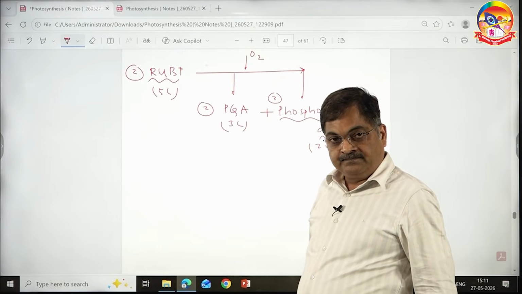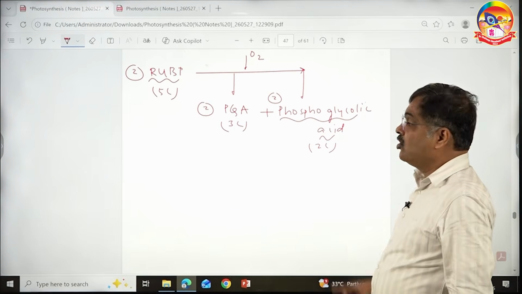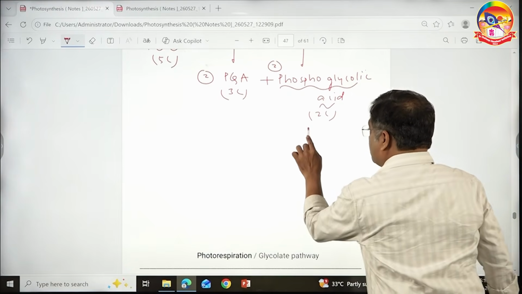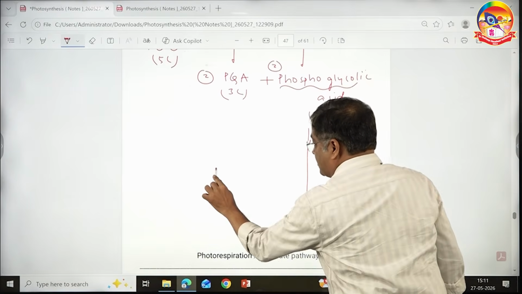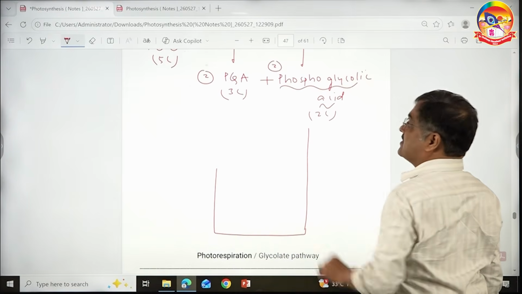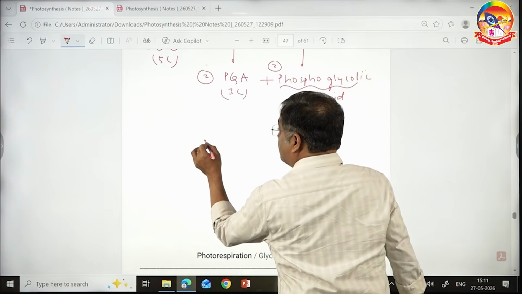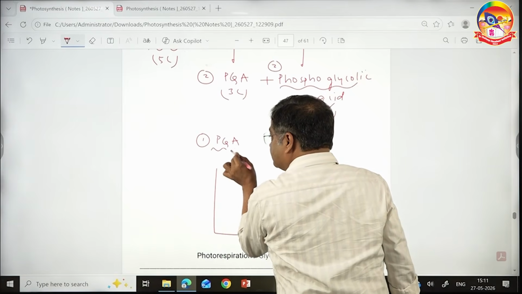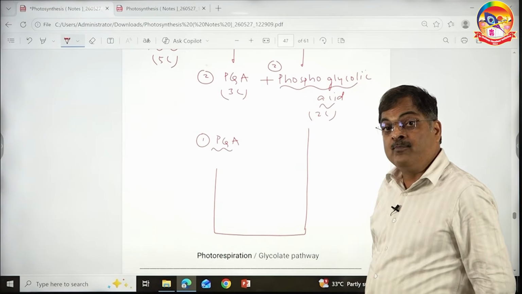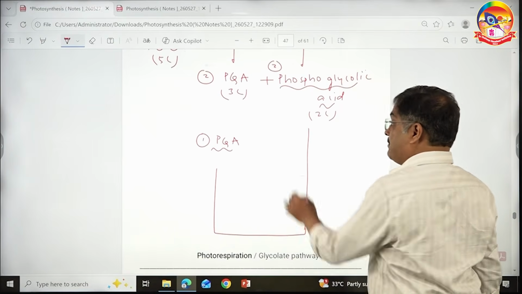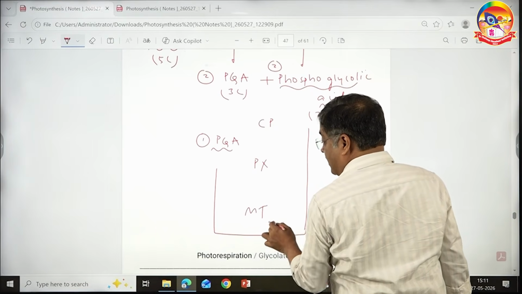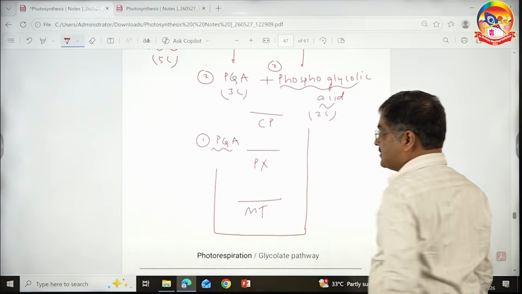Now listen carefully. These 2 molecules of phosphoglycolic acid, look what happens. This is going to pass through a series of reactions and form 1 molecule of phosphoglyceric acid, passing through chloroplast, peroxisome, mitochondria. These are the 3 cell organelles.